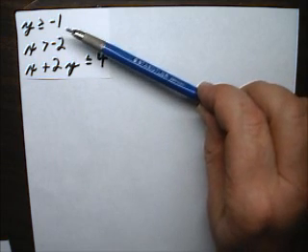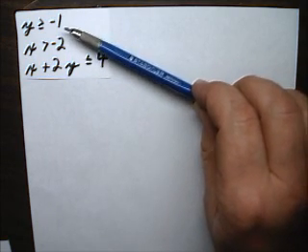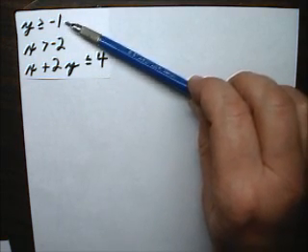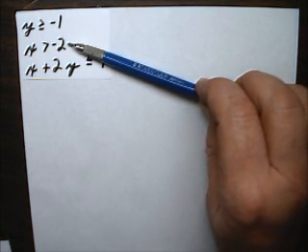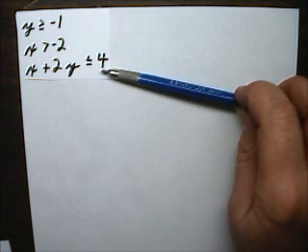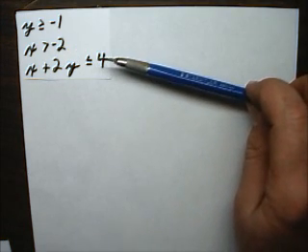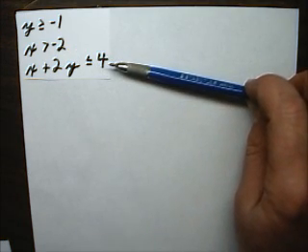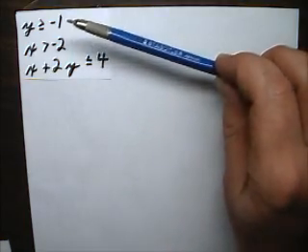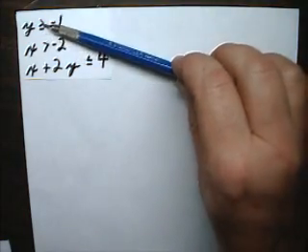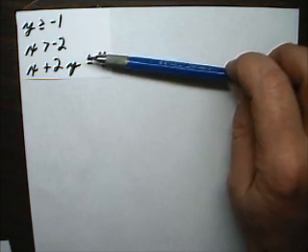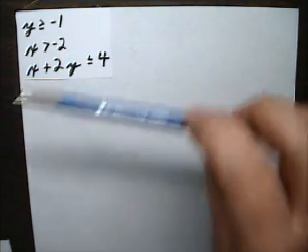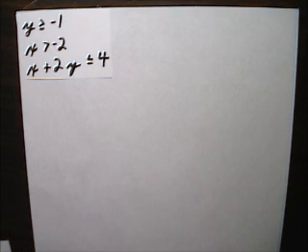And we start out graphing the boundary lines. The boundary line for this one is y is equal to -1. For this one, it's x equals -2. And the boundary line for this one is x plus 2y equals 4. This inequality and this inequality will have solid lines. This one will have a broken line.